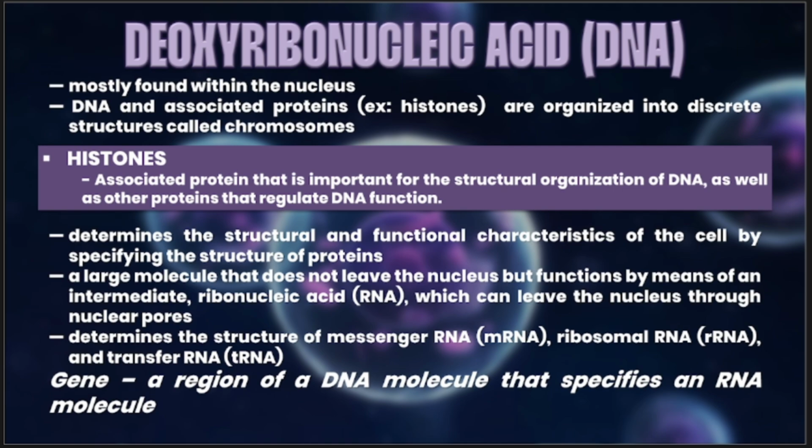Your histones H2A, H2B, H3, and H4 are known as your core histones. When we're talking about core histones, what are core histones? These are central proteins around which DNA binds to form the nucleosome core. On the other hand, your H1 or H5 are your linker proteins, okay? Or your linker histones rather.